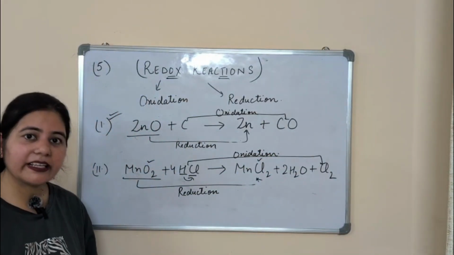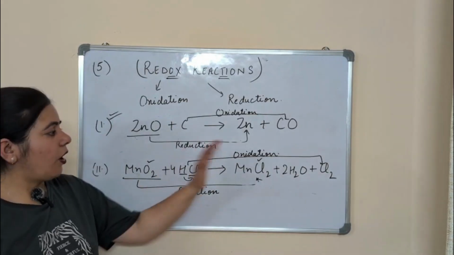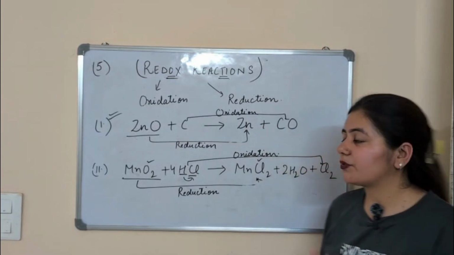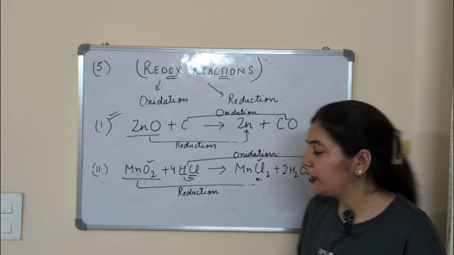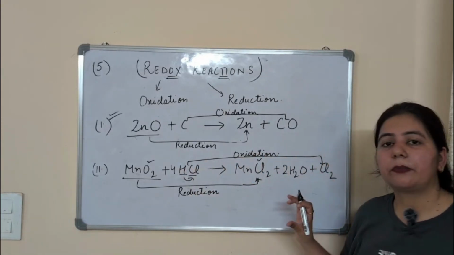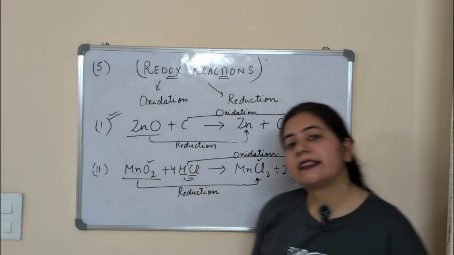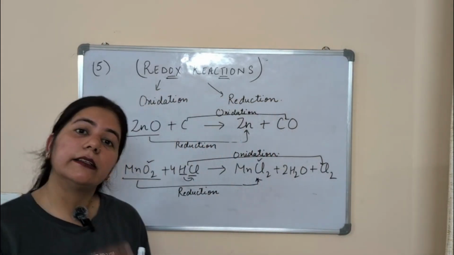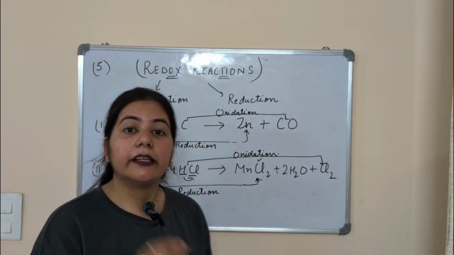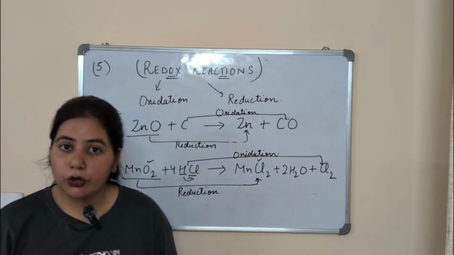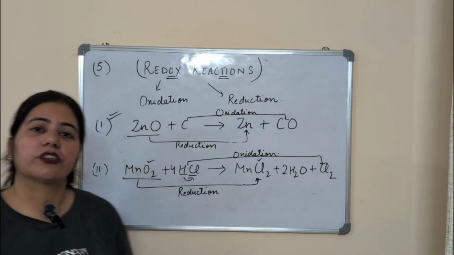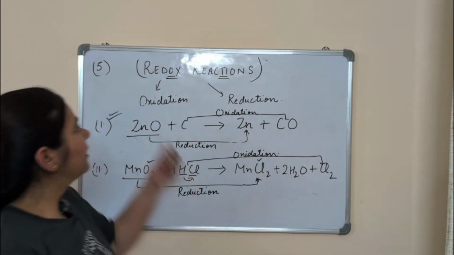So we can also see here that in this reaction, oxidation and reduction, both reactions are taking place in the same reaction, and that's why this reaction is also an example of a redox reaction. So we can see that oxidation can be defined as the addition of oxygen or removal of hydrogen. Similarly, reduction can be defined as the addition of hydrogen and removal of oxygen. So these two are examples of oxidation and reduction reactions, or you can say redox reactions.